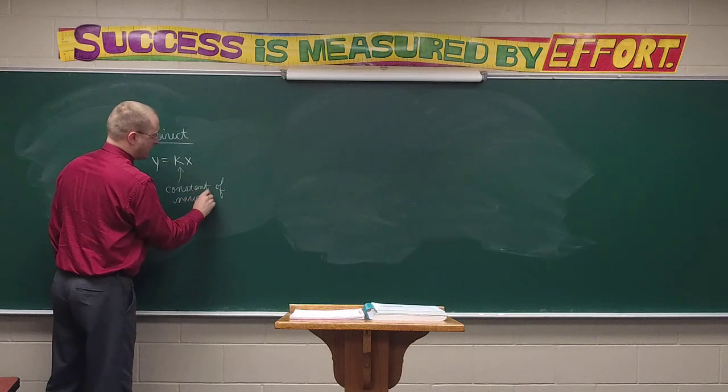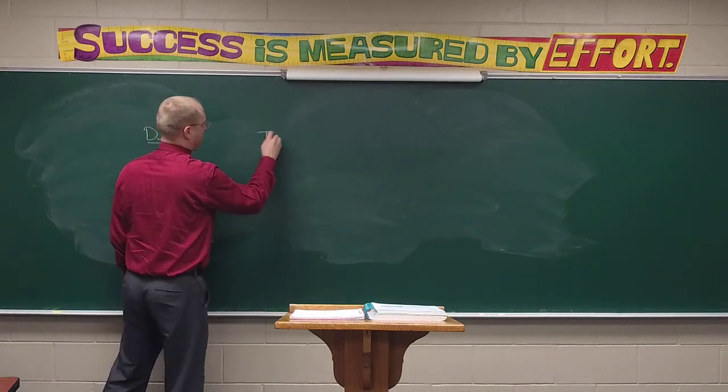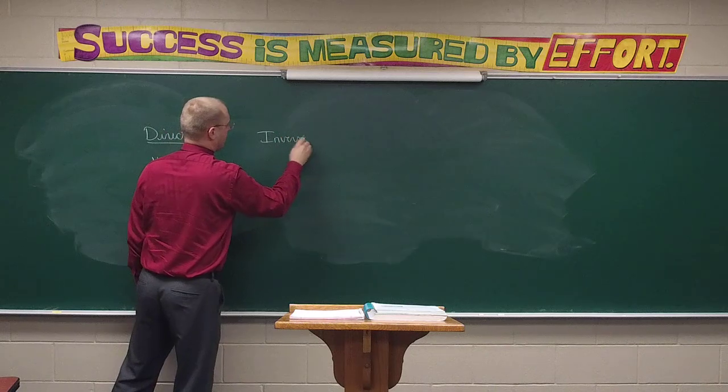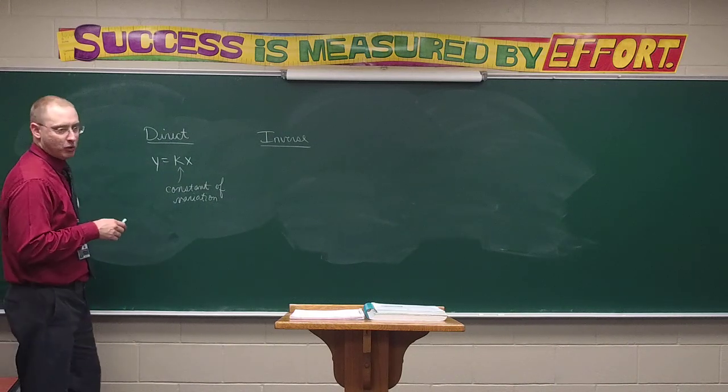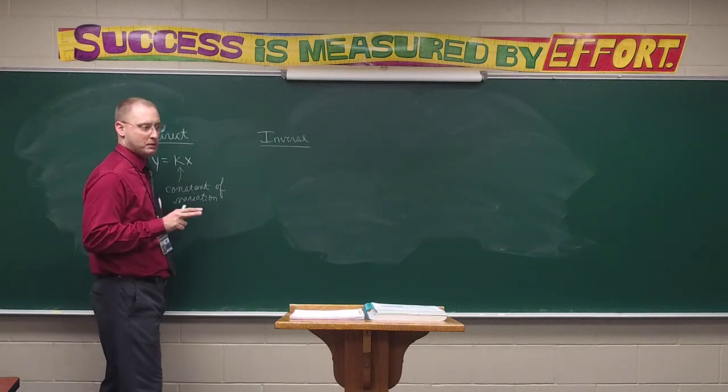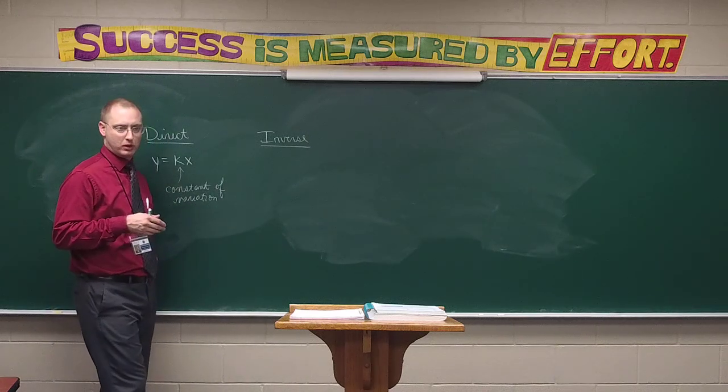Make sure you've got that in your notes. Now for inverse variation, remember we said the dependent variable is a multiple of the reciprocal of the independent variable. What does that equation look like? I actually give you 2 forms, but what's the initial form look like?